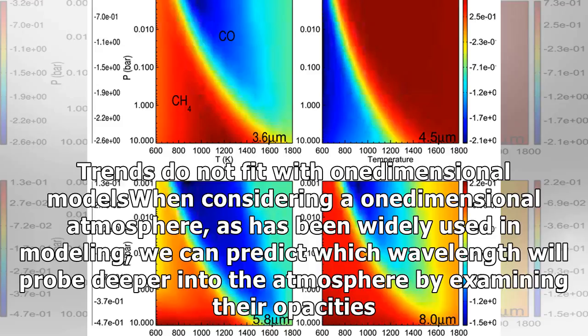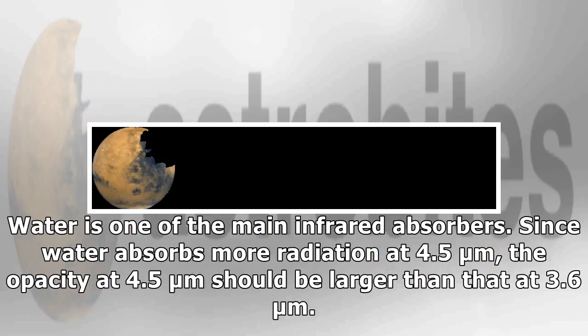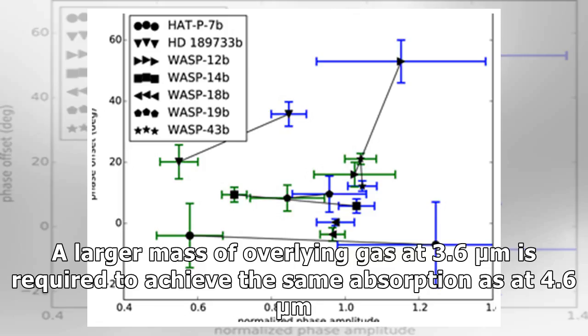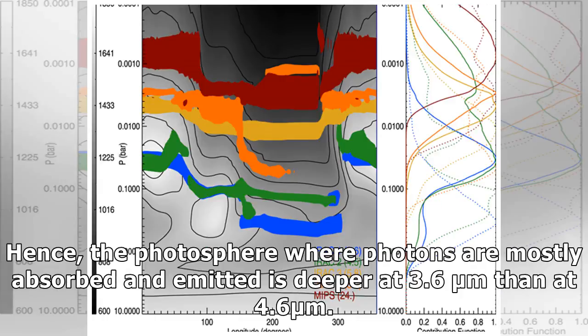Trends do not fit with one-dimensional models. When considering a one-dimensional atmosphere, as has been widely used in modeling, we can predict which wavelength will probe deeper into the atmosphere by examining their opacities. Water is one of the main infrared absorbers. Since water absorbs more radiation at 4.5 micrometers, the opacity at 4.5 micrometers should be larger than that at 3.6 micrometers. A larger mass of overlying gas at 3.6 micrometers is required to achieve the same absorption as at 4.5 micrometers. Hence, the photosphere, where photons are mostly absorbed and emitted, is deeper at 3.6 micrometers than at 4.5 micrometers.